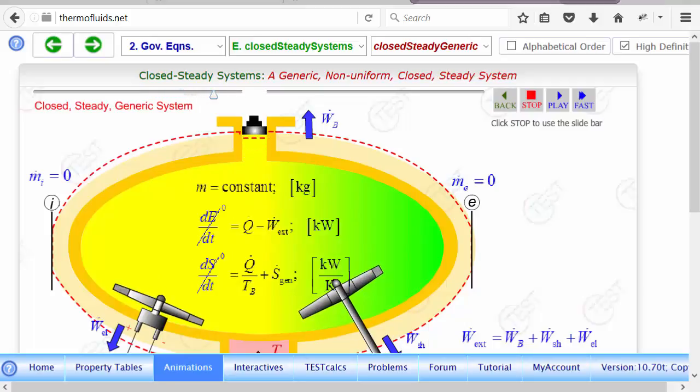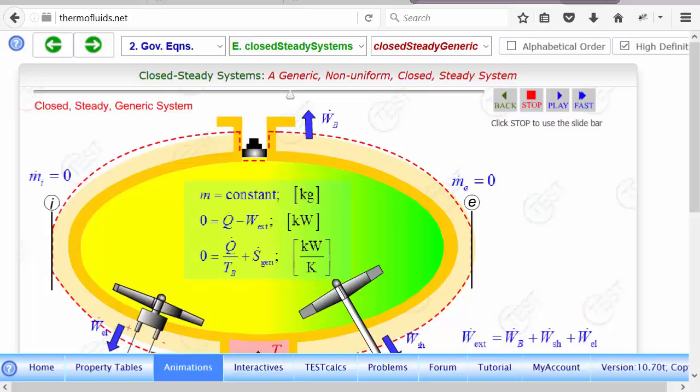Then we also recognize that if mass, energy, and entropy don't change with time, then mass, of course, is constant, and the dE/dt and dS/dt drop out, because that's what the derivative means: how energy and entropy change with time. If they're constant, they are zero, and that leads us to the final set of equations, which are very simple. Every time we want to analyze a closed steady system, we'll begin with this: mass equals constant, the energy equation becomes simple like this, and the entropy equation becomes like that.